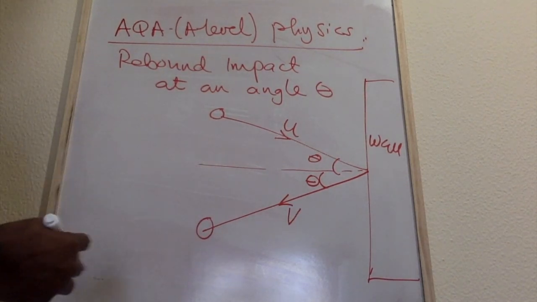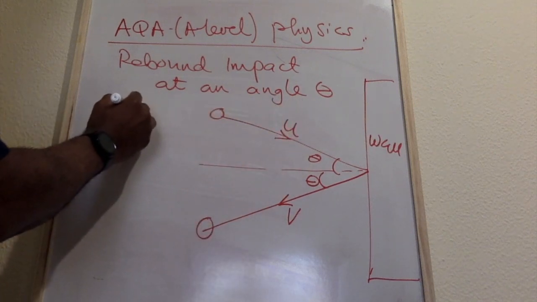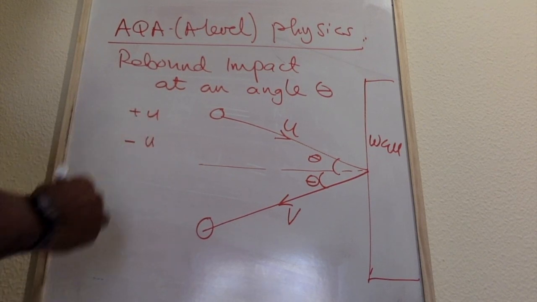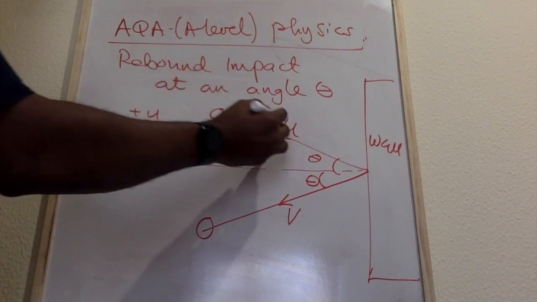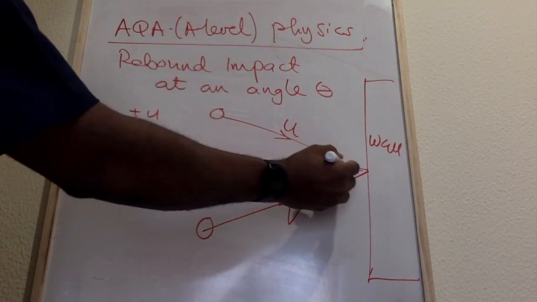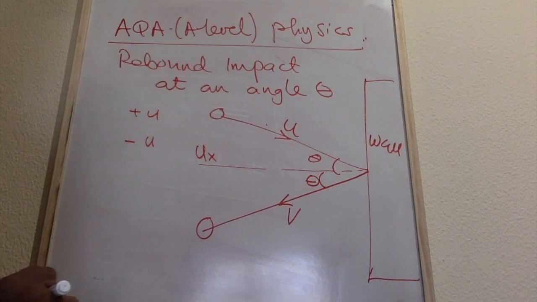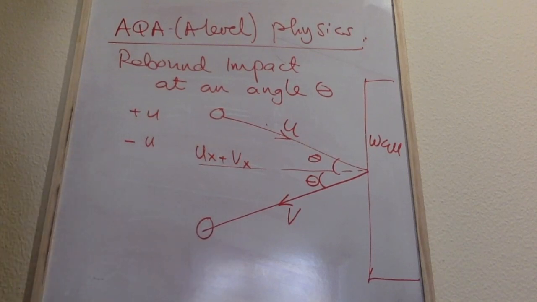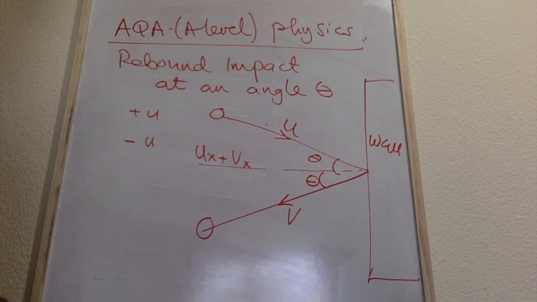So before, what we studied was that if it's going at angle 90 degrees, we have a plus u as initial velocity, and we have minus u as the final velocity. What's going to change here is that we're going to have to resolve this u along the horizontal axis, which means we need to find the x component of this velocity u plus the x component of this velocity v. If we can do that, then we can actually find the change in velocity. So let's do just that.